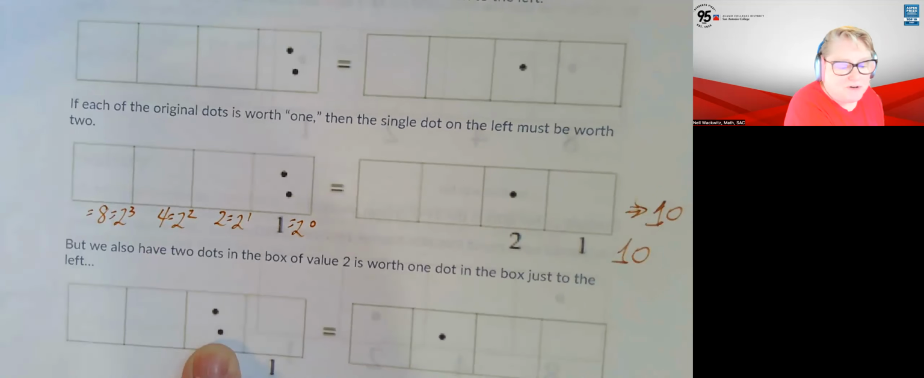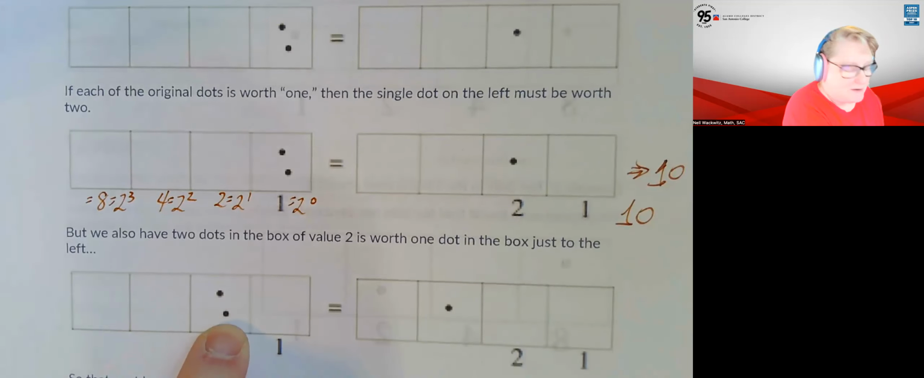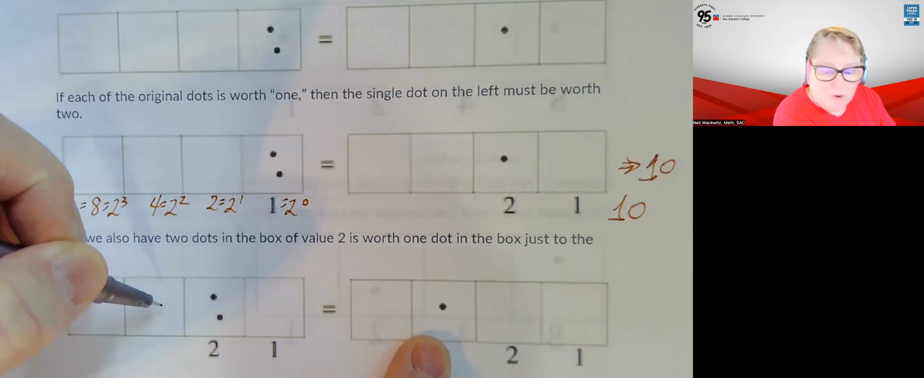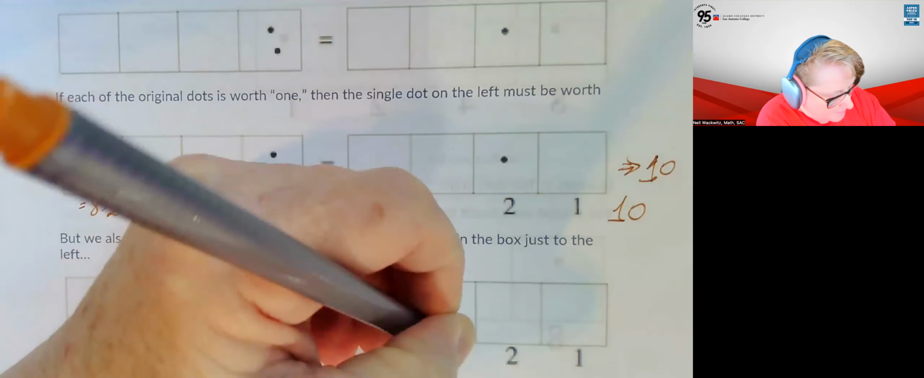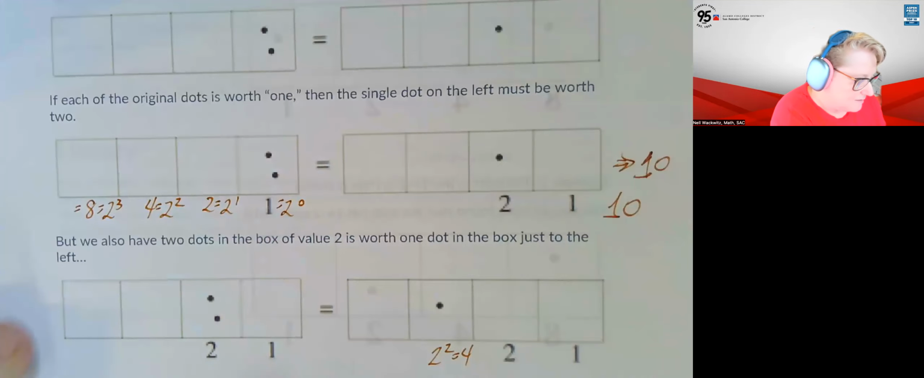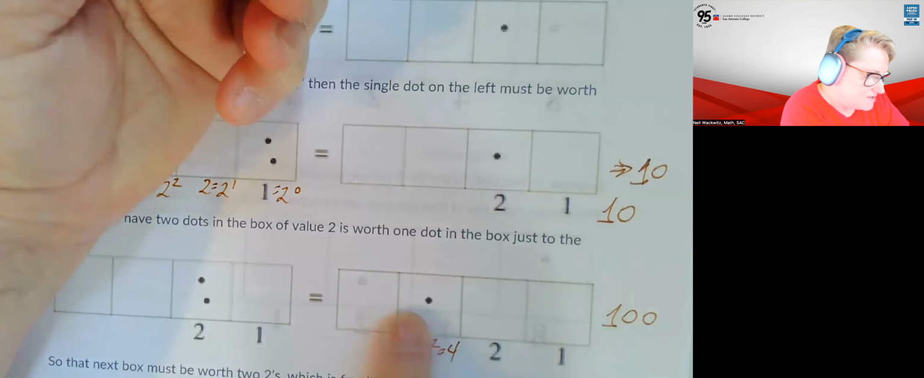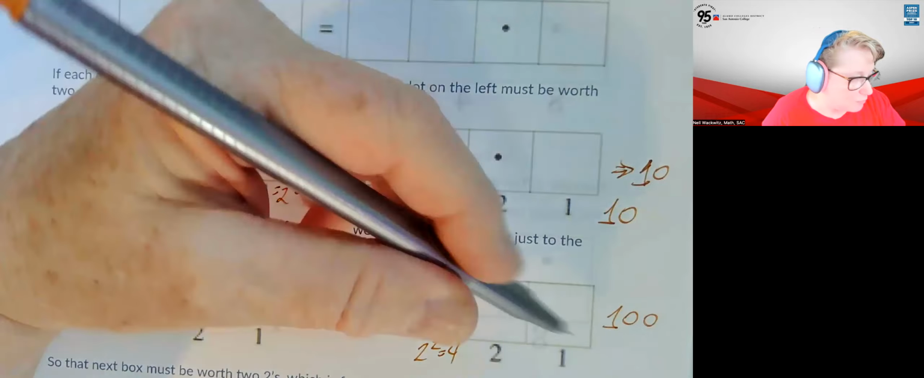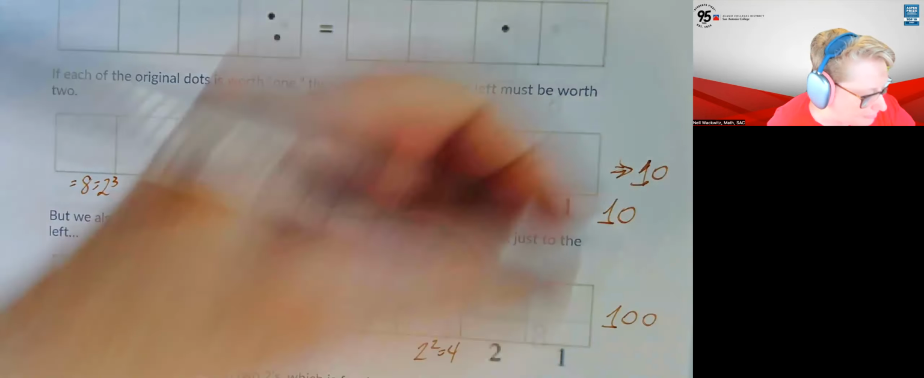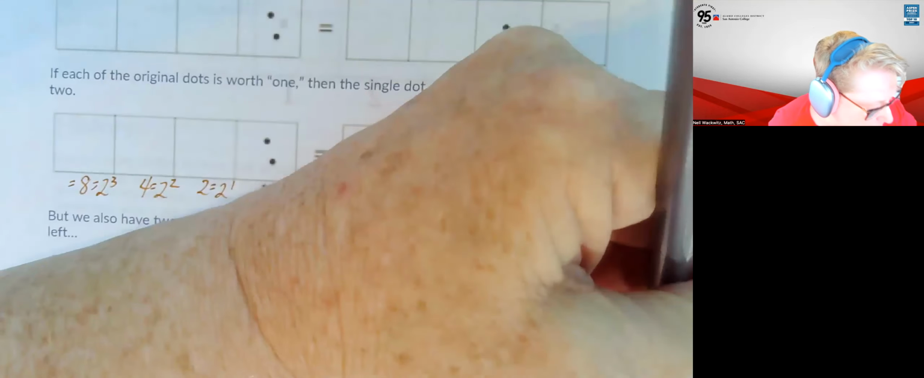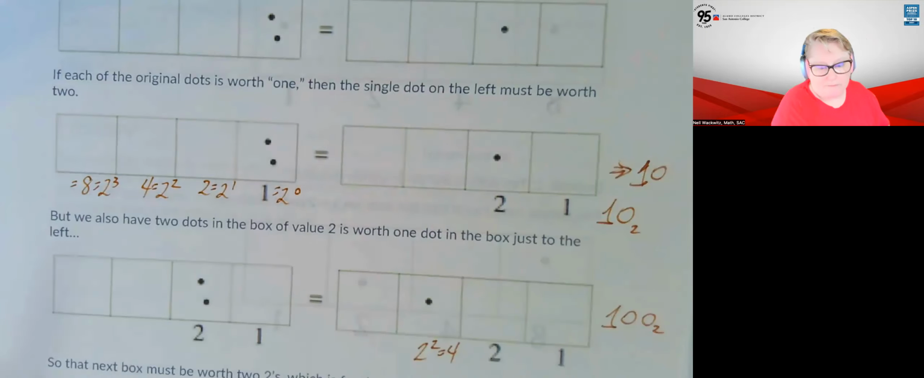So if there are 2 dots in the 2's place, that becomes 1 dot in the 2 squared place, or the 4's place. And that number is 1 dot, 0 dots, 0 dots: 1, 0, 0. So 100 base 2, and let's put a little 2 here, is just the number 4.